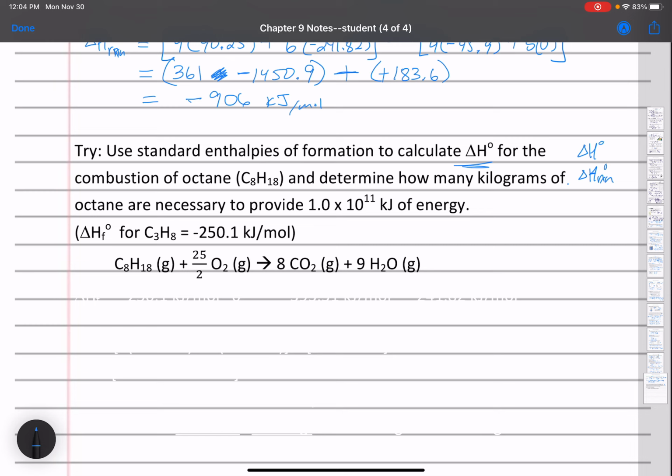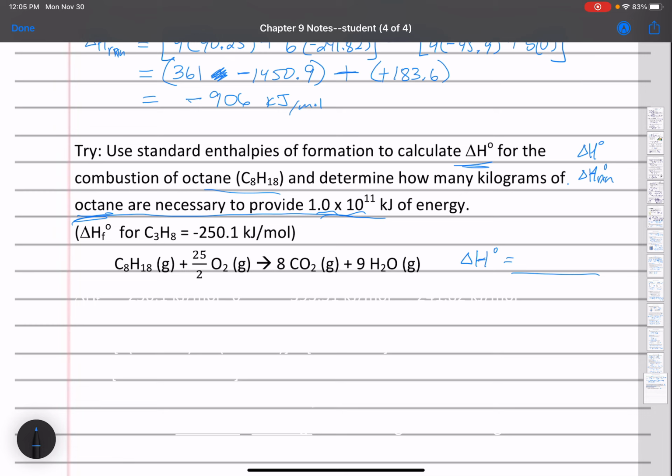For the combustion of octane, and determine how many kilograms of octane are necessary to provide 1 times 10 to the 11th kilojoules of energy. So it's really asking for two things. The first thing it wants us to do is figure out the standard enthalpy. And the second thing is it wants us to do stoichiometry to figure out what mass of octane we need to provide a certain amount of energy. So we need this energy first to be able to figure out that second part.